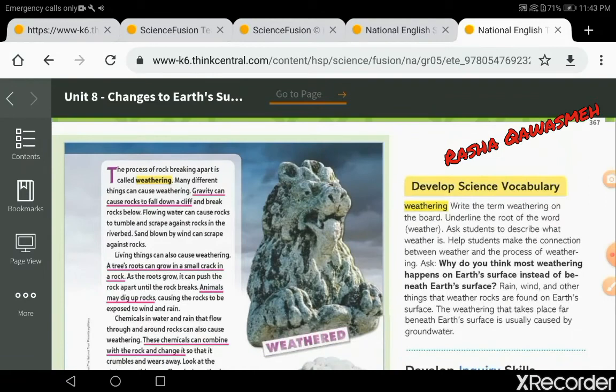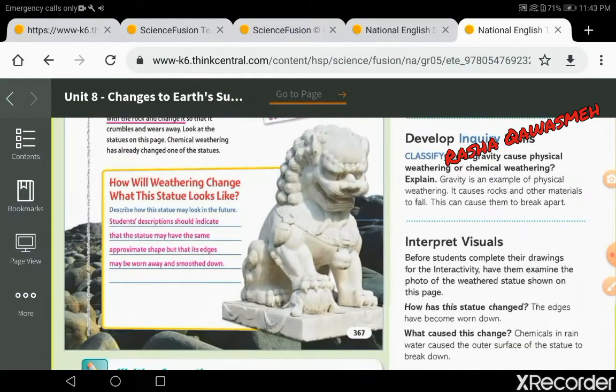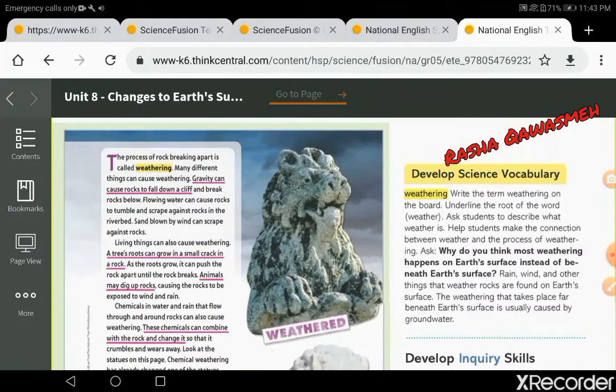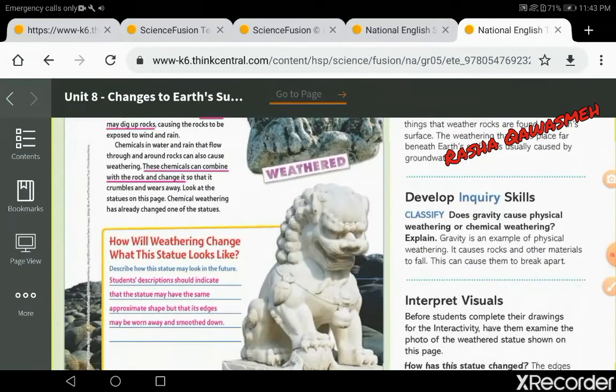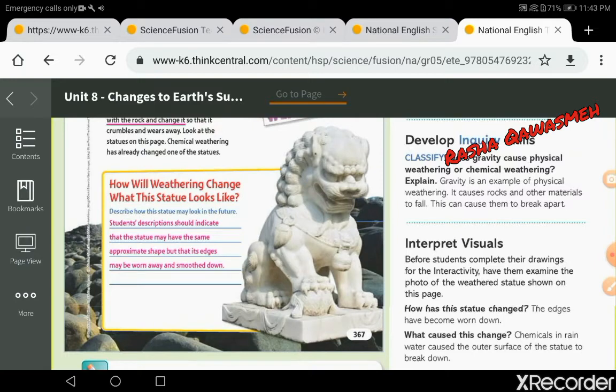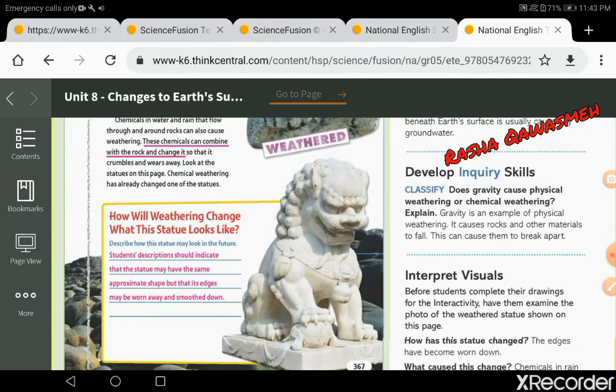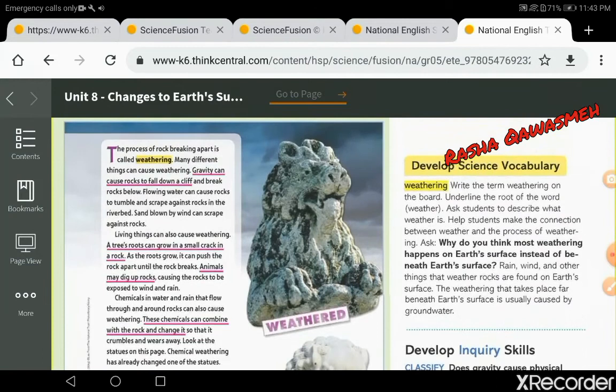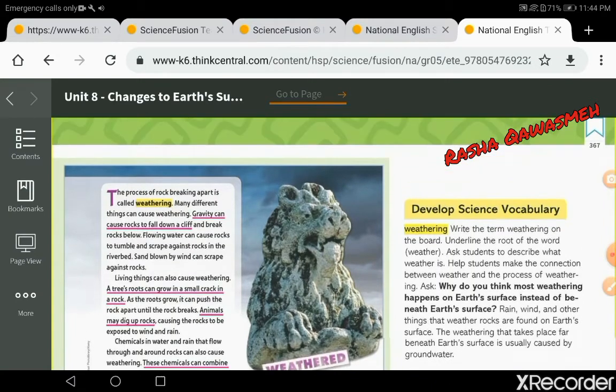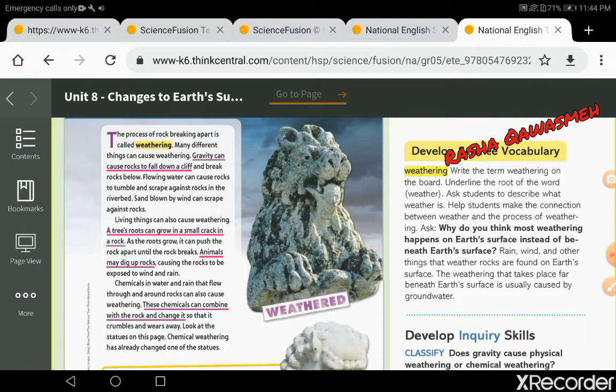Now, do you see this statue? This is a weathered one and this is the real one. This one is real after many years, not only 1 or 2 or 3 or 10, maybe hundreds, thousands, could be millions of years. That's what will happen. Let's see what is weathering, what's erosion, what's deposition, what do they mean, how do they change the Earth's surface.